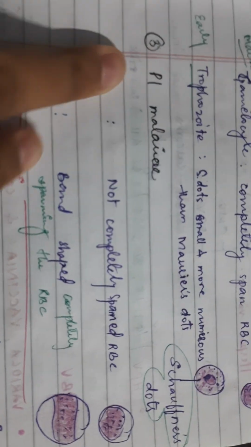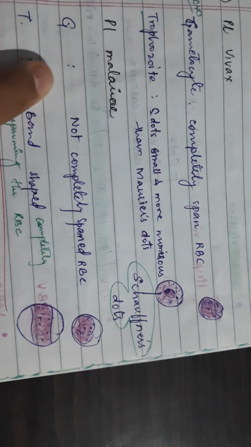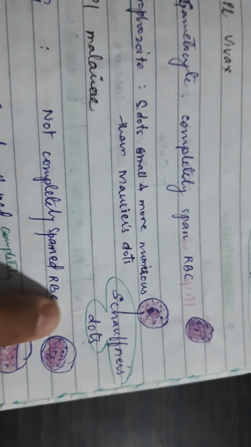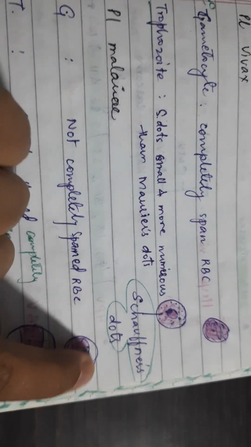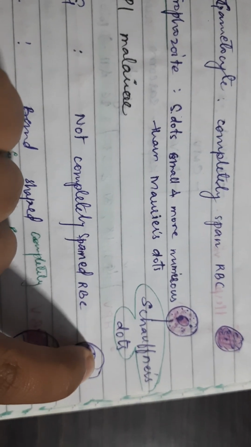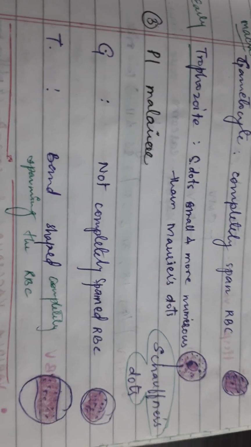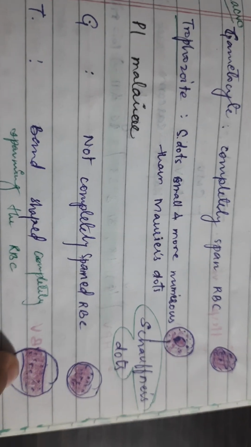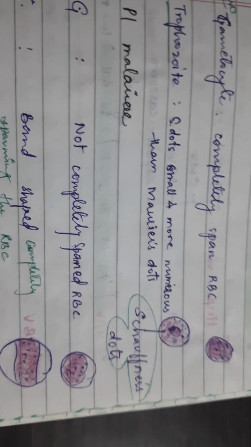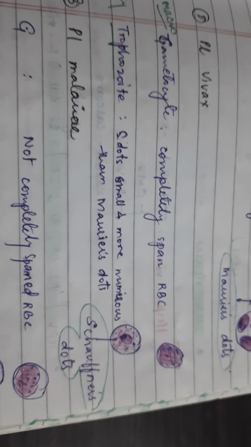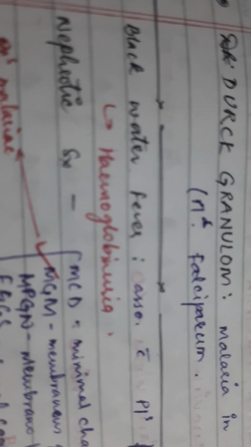Then Plasmodium malariae. In vivax, the gametocyte completely spans the RBC, but here it does not completely span; space in the RBC is left behind. The trophozoite form is band shaped, spanning the RBC. Here Schuffner's dots are present and more numerous than Maurer's dots. Okay, that's it. And then drugs.